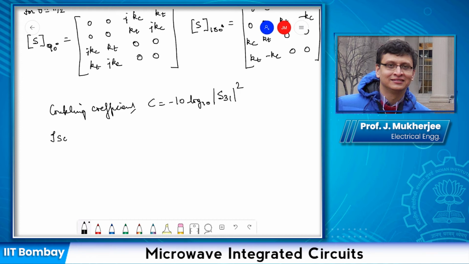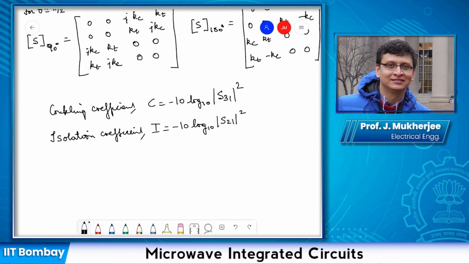Isolation, that is another parameter or a metric for evaluating the performance of a coupler. And I is given by, so once again, if the isolation is very bad, for example S21 is nearly equal to 1, then I will be very low. On the other hand, if port 2 is well isolated from port 1, I will be very high.